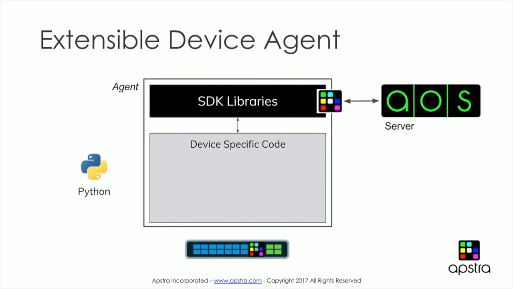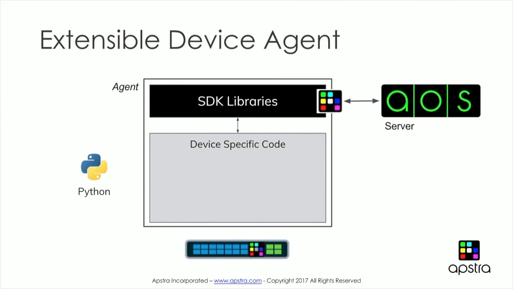Yeah. And then this is pretty much the last slide, where I want to cover what it means to be an agent, or what it looks and feels like when we talk about extensible device agents. What we provide is an SDK, and that SDK includes a set of libraries. Many of those libraries handle the various yak shaving in terms of communicating to the AOS server, et cetera. And really what the network engineer has to do is just write the very specific pieces of code that they care about in their network that they want to gather and collect.